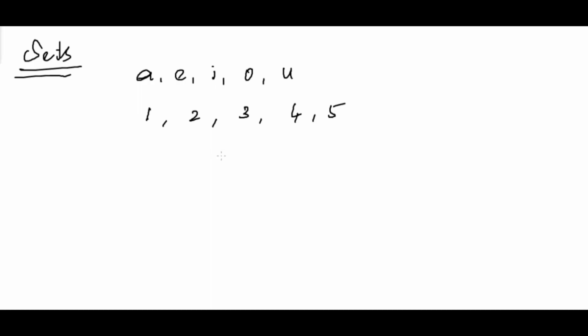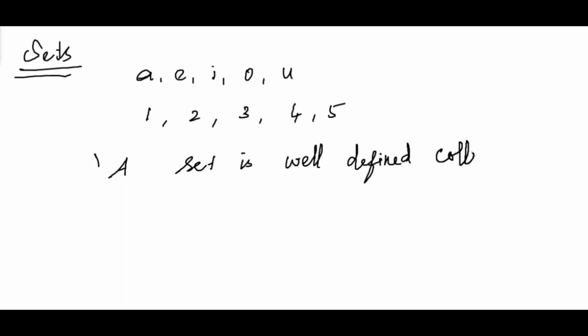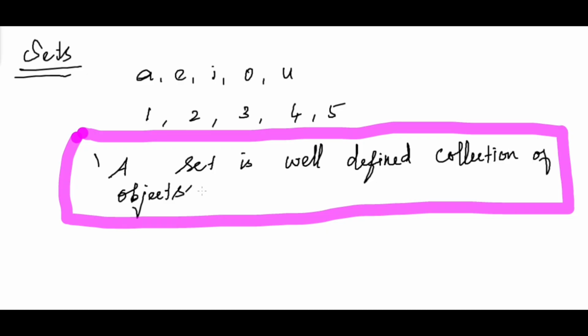So the question should be: names of students who are all more than 5.5 feet. If I give it like that, then the names can be written properly. So the object should be well defined. So what is a set now? A set is a collection of objects. The objects should be well defined, defined properly. So the definition of a set can be written as: a set is a well defined collection of objects. This is the definition for sets.